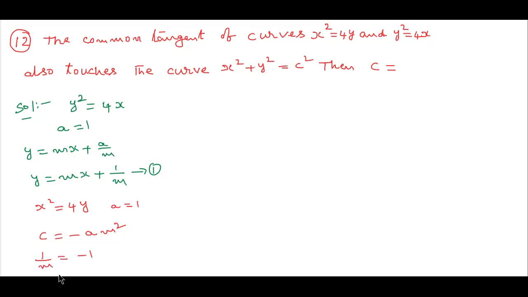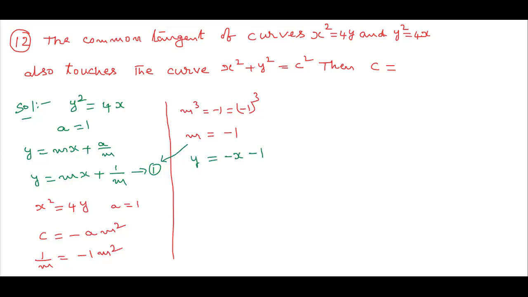The a value is 1, and m square, slope is m. We get m square. Now finally, m cube is equal to minus 1. Minus 1 means we can write minus 1 whole cube. Then finally, what is the m value? The m value is minus 1. So we substitute these values in equation 1. What do we get? y is equal to minus x plus 1 by m, 1 by minus 1, that is minus 1.